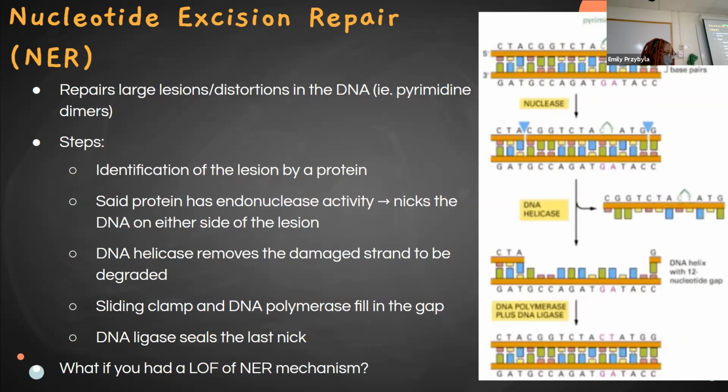Does that make sense? Okay, and now what if you had a loss of function in the NER mechanism? What do you think might happen? That would be bad. Yes, why would it be bad? Can't fix the thymine dimers. So they would just stay covalently bonded to each other. And what does that do? Then they can't base pair. We mess up the form of the DNA altogether. So it's one of those major things that if we're messing up that DNA, we mutated it really, really badly to the point that it's completely non-functional. Does that make sense? Okay.